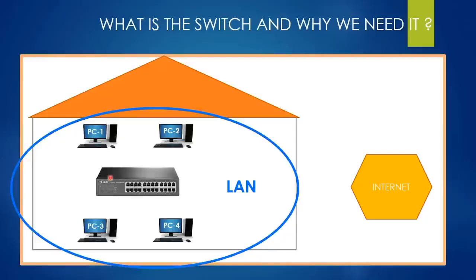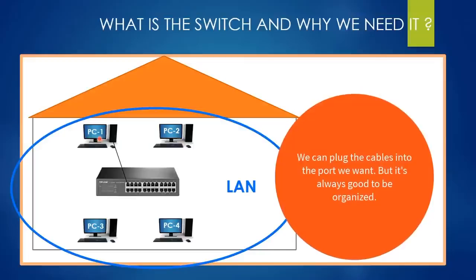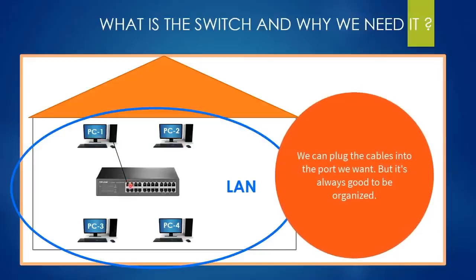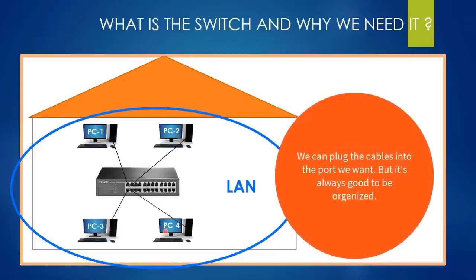And to establish a connection between computers and the switch, we connect the LAN port on the computer and the LAN port on the switch with the help of a cable. So let's do this. Let's start with this port and PC1. Then let's connect this port and PC2. After that, let's connect this port and PC3. And finally, I want to make a connection between this port and PC4.